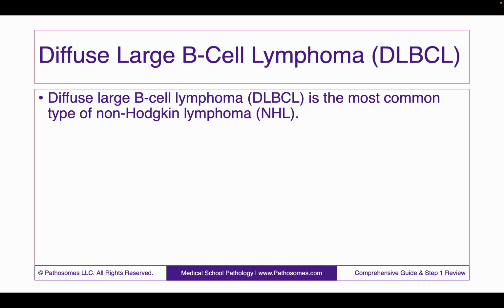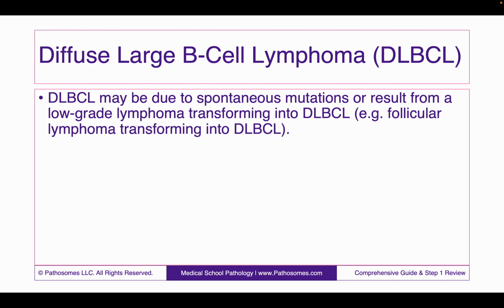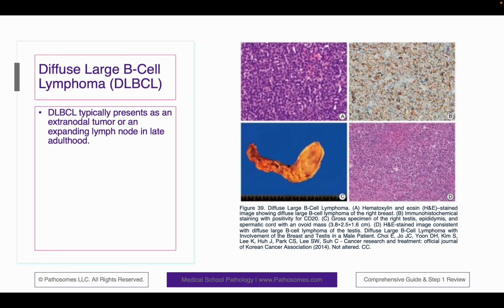Diffuse large B-cell lymphoma is the most common type of non-Hodgkin lymphoma. Diffuse large B-cell lymphoma may be due to spontaneous mutations or result from a low-grade lymphoma transforming into DLBCL, such as follicular lymphoma transforming into DLBCL. DLBCL typically presents as an extranodal tumor or an expanding lymph node in late adulthood.